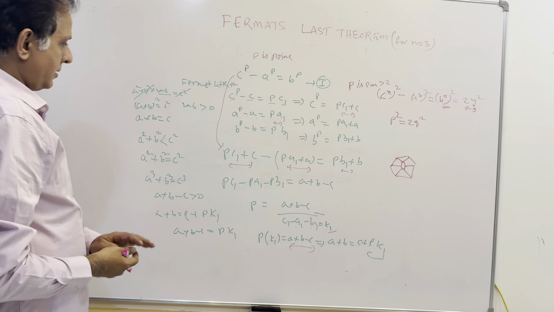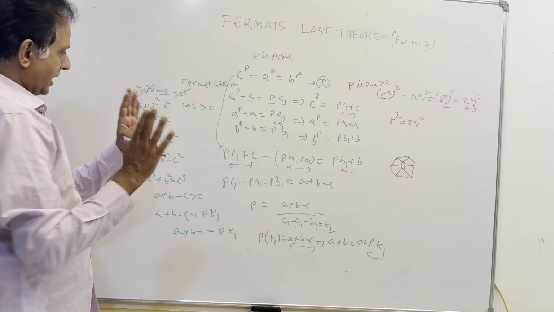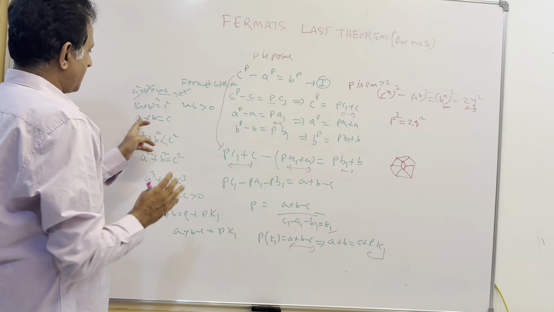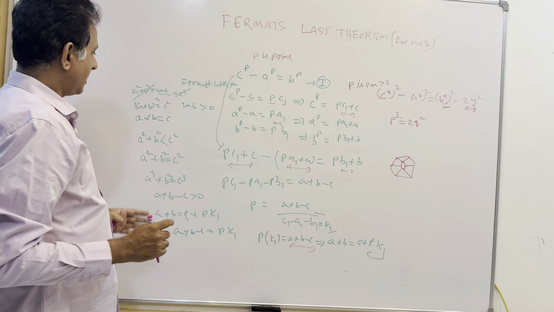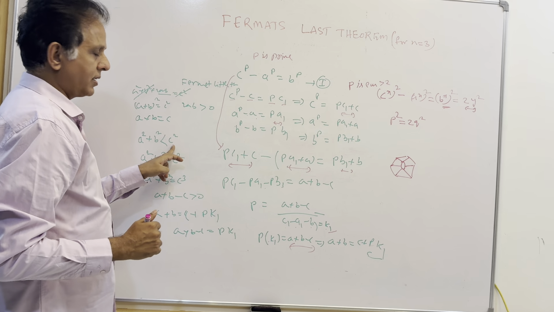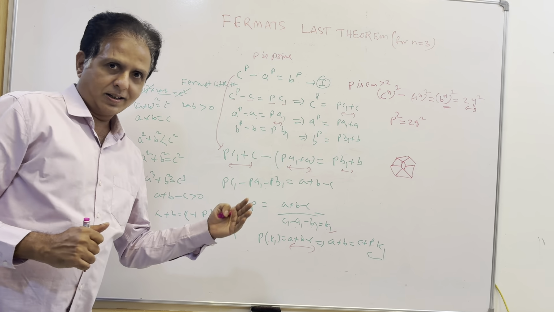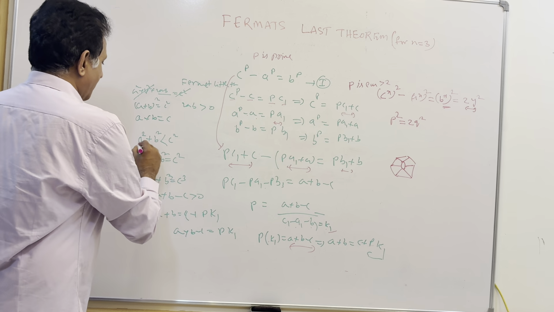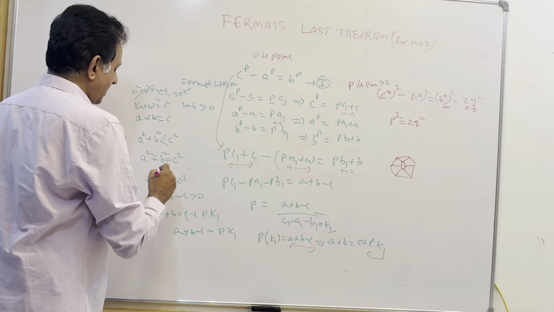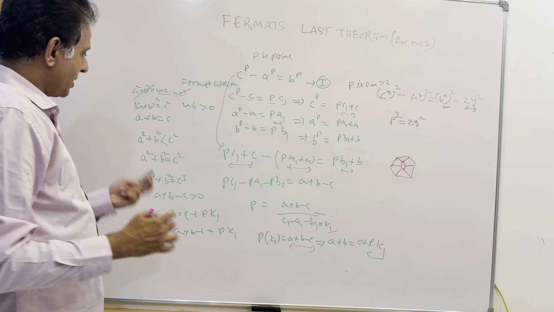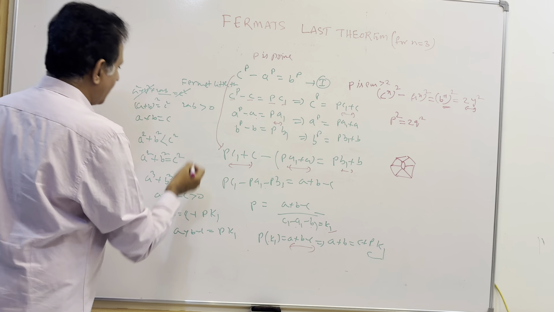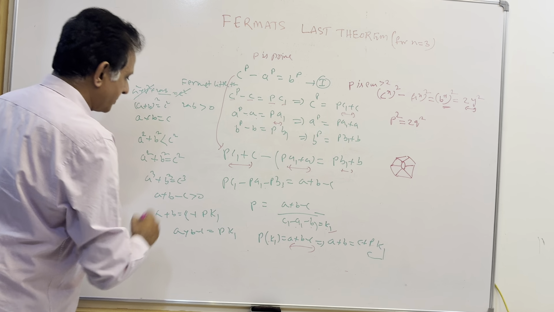Alright, and then take the case of when a plus b is equal to c. When a plus b is equal to c, a square plus b square is always less than c square, because when you square it, 2ab remains. 2ab is positive, so a square plus b square is less than c square. Indirectly, that means that when a square plus b square is equal to c square, a plus b is greater than c.